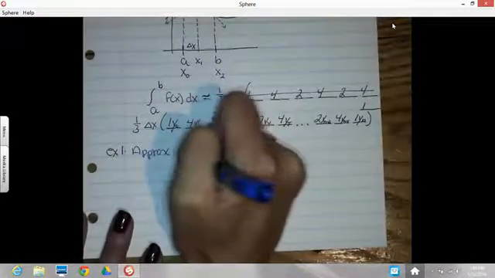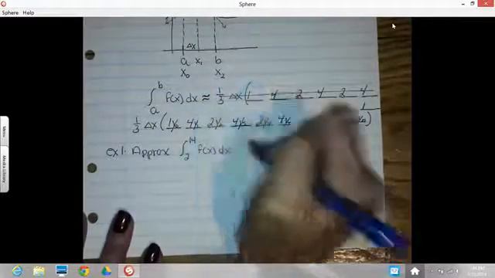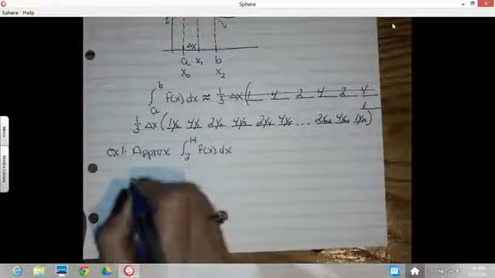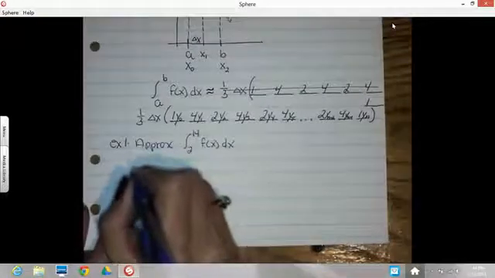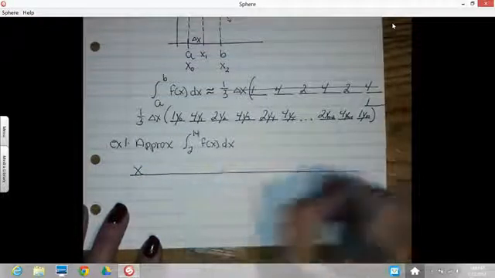Example 1. I want you to approximate the integral from 2 to 14 of f of x dx if all I give you is a table for x and f of x. And I'm going to have to make it a horizontal table to fit it on this page. So x and f of x.